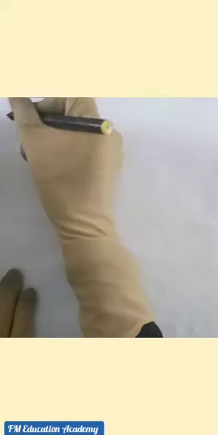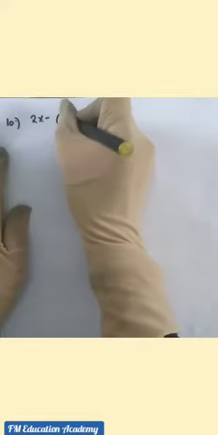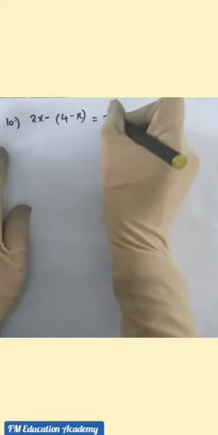10th question. The value of x which satisfies the equation 2x minus 4 minus x is equals to 5 minus x is. Means in place of x we have to substitute the different values and see in which value we get LHS is equals to RHS. Okay, so let us substitute one by one and see. So what is my equation here? Here my equation is 2x minus 4 minus x is equals to 5 minus x.